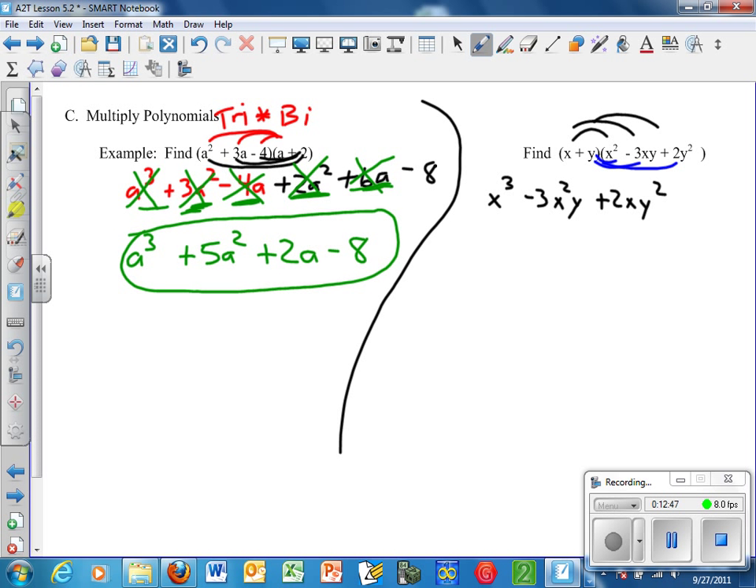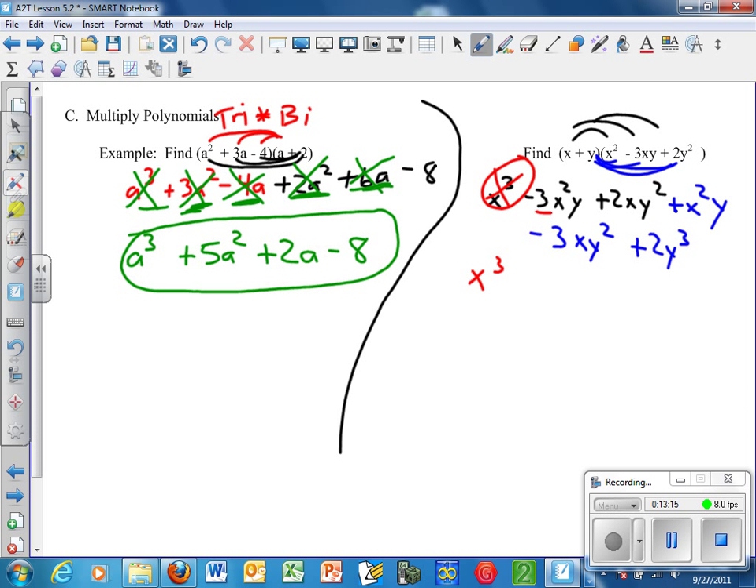So I'm going to get plus, well, I'll start up here, so I get plus x squared y. And then if I distribute y to my next term of negative 3xy, I get negative 3xy squared. And then if I distribute my y to the 2y squared, I get plus 2y cubed. Okay, now if I look at like terms there, I've only got one term that is x cubed. So I'm going to write that down first.